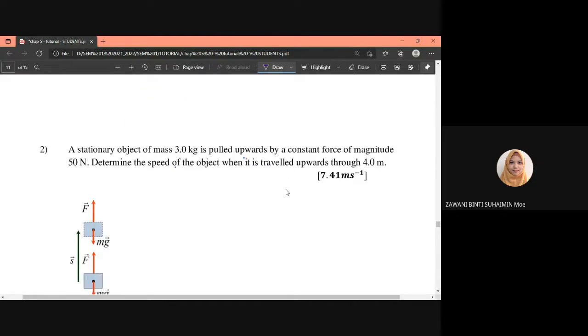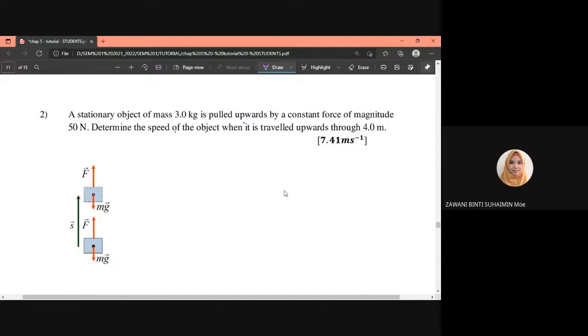Okay, so a stationary object of mass 3 kg is pulled upward by a constant force of magnitude 50 Newton. Determine the speed of the object when it has travelled upward through 4.4 meter. Okay, so maksudnya sekarang awak ada satu objek yang seberat 3 kg dan objek tersebut telah diangkat ke atas setinggi 4 meter oleh a constant force yang bermagnitudkan 50 Newton. Okay, so sekarang dia nak speed.